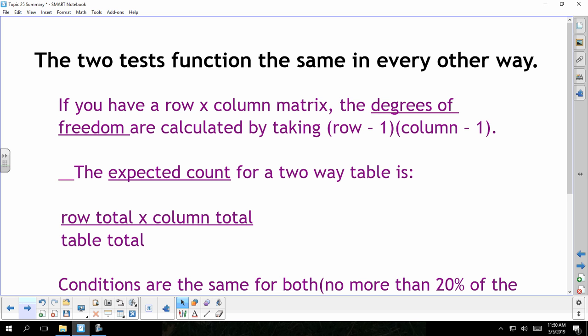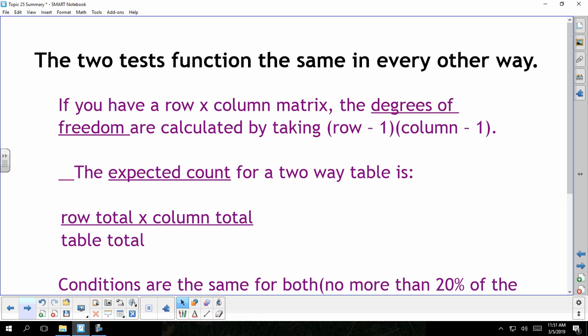So the chi-squared test of homogeneity and the chi-squared test of independence function exactly the same. If you have a row by column matrix, the degrees of freedom are calculated by taking row minus 1 times column minus 1. So these are things you definitely want to jot down. The expected count for a two-way table is the following.